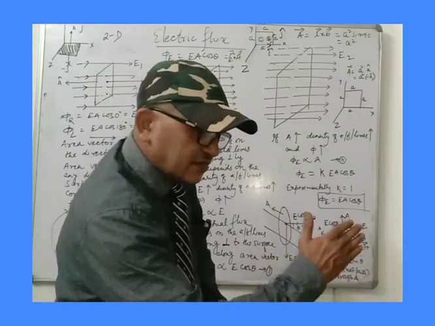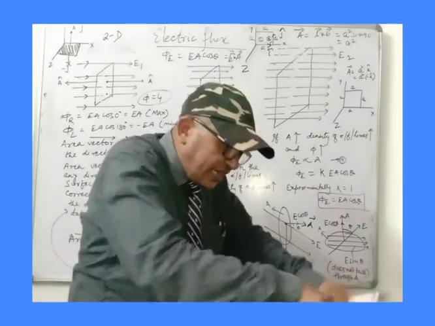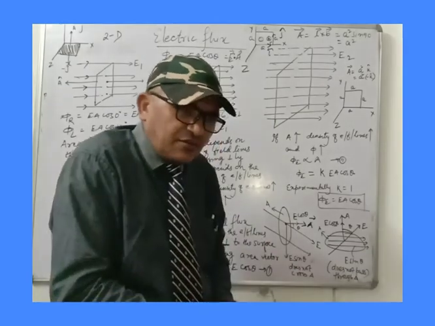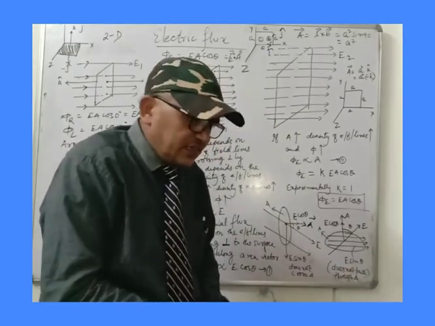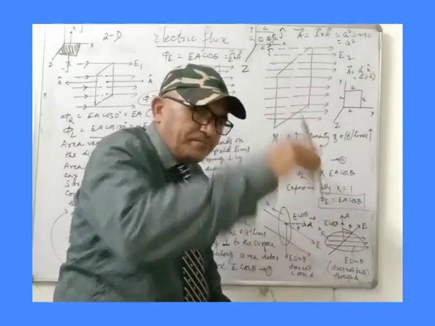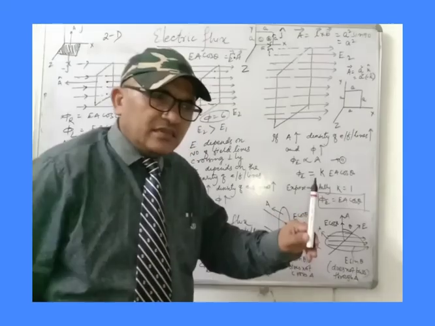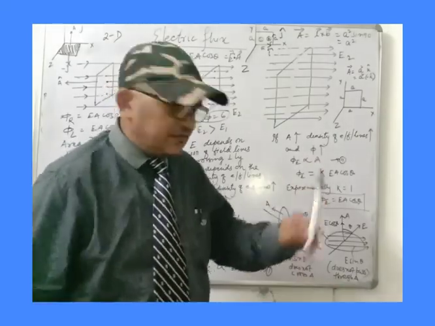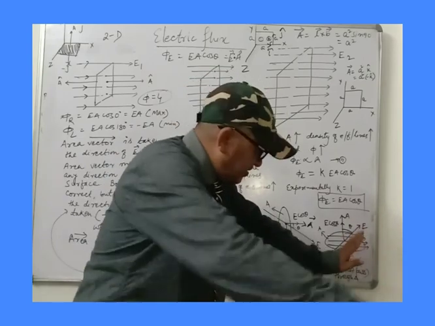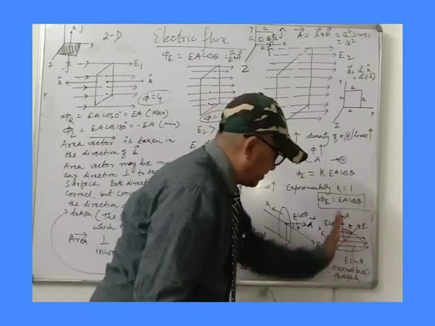Then the area vector of that circle, which is lying down horizontally, is up. The area vector is up, and the electric field is like this. So there is an angle between the electric field and the area vector. The circle is this, and this is the area vector. This is the electric field, and this is the area vector.